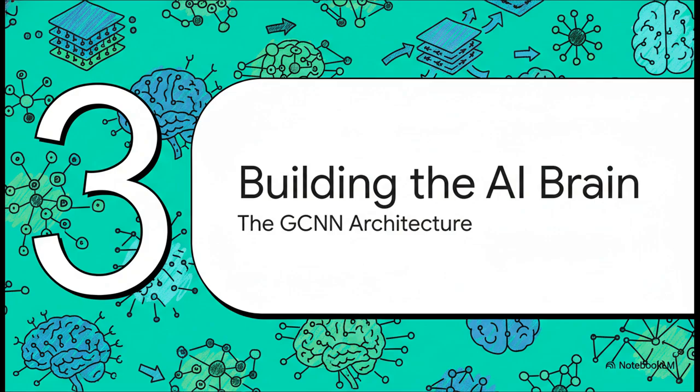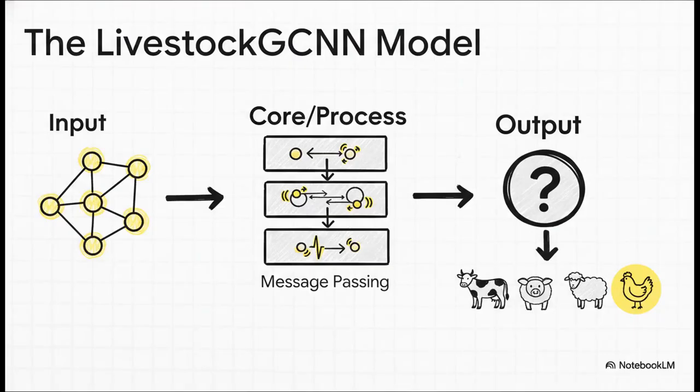Okay, so we've got our data all mapped out. Now we need the actual brain that can think in this new way. So let's pop the hood and take a look at the architecture of our specific model, which is a flavor of GNN called a graph convolutional neural network. The model itself is called the Livestock GCNN. As you'd expect, it takes our image graphs as its input. But the real magic, the heavy lifting, happens in these three core layers. This is where a super cool process called message passing goes down. And once all that's done, a final output layer makes the call. Is it a cow, a sheep, or what?